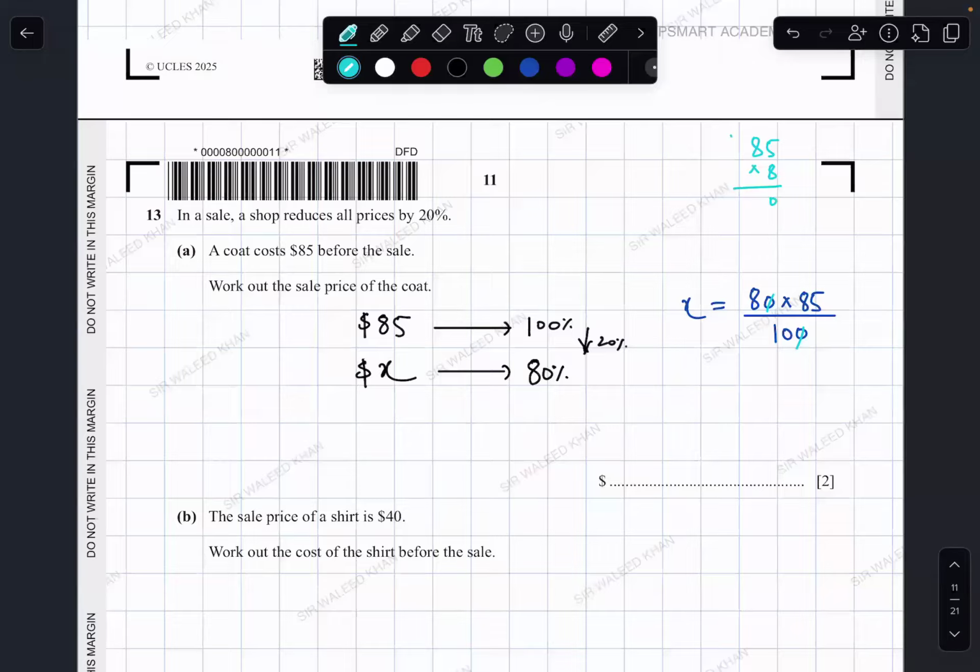So we have 40. And then 68. So 680. 680 divided by 10. So the answer is 68.